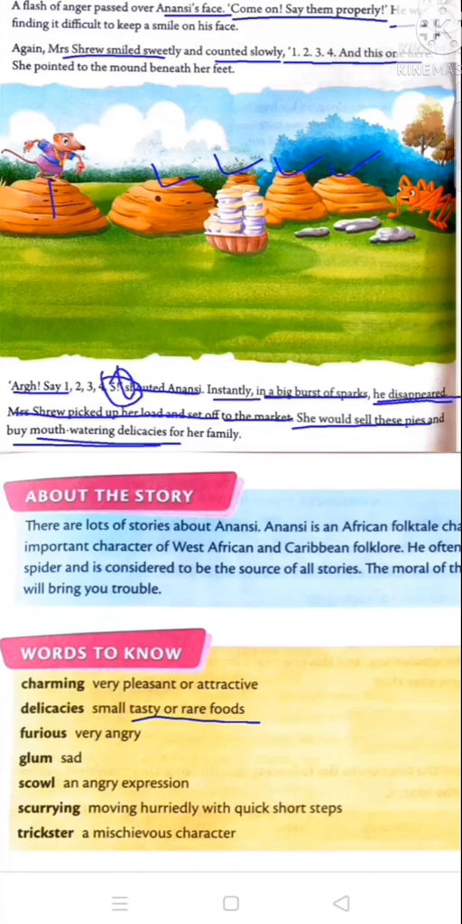After that, what did Mrs. Ryu do? Mrs. Ryu picked up the load which she brought, that is the basket of peas. She took it and went to the market, thinking that after selling those, she will buy mouth-watering delicacies for her family. So here we find that Mrs. Ryu was thinking about her family. So she was not only kind but she was clever also, as we found here. And delicacies means what? Small, tasty or rare food. Rare food means which are not found easily in the market or somewhere.